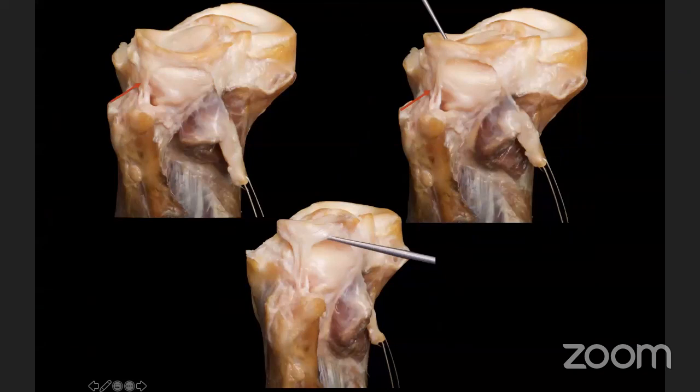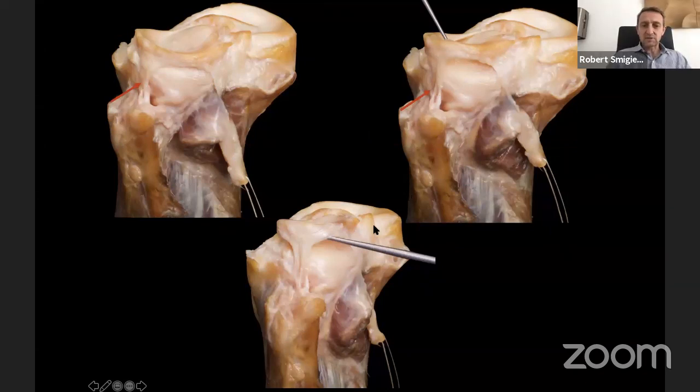Okay. Now can you see that? Yeah, yeah. This is deep to the other structures, superficial to the meniscofibular ligament. We have the popliteal tendon, the capsule, and the popliteal meniscal fascicles. It's really deep.